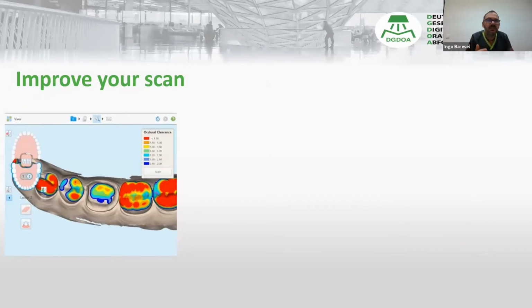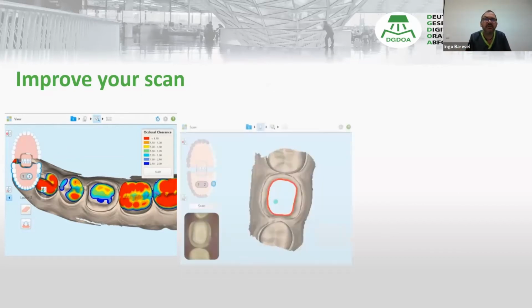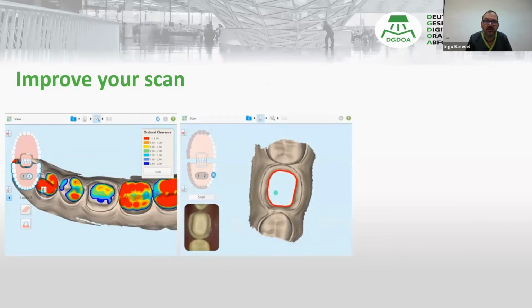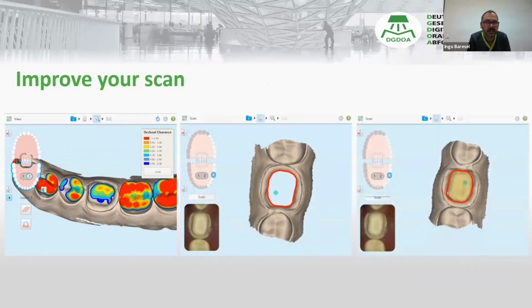So in this case, you see there's not enough space for restoration. Sometimes with analog impressions, we see that just when the model reaches the lab and they call us and say, oh, there's no space for the restoration. No, you see it with a scanner at once, and you have the chance to correct it. So reduce it in the mouth, cut it out on the scan, and rescan it. And if there's something wrong on your margin line, or if there's some saliva or whatever, and something is not quite clear, you can improve your scan. And this makes me a better dentist.